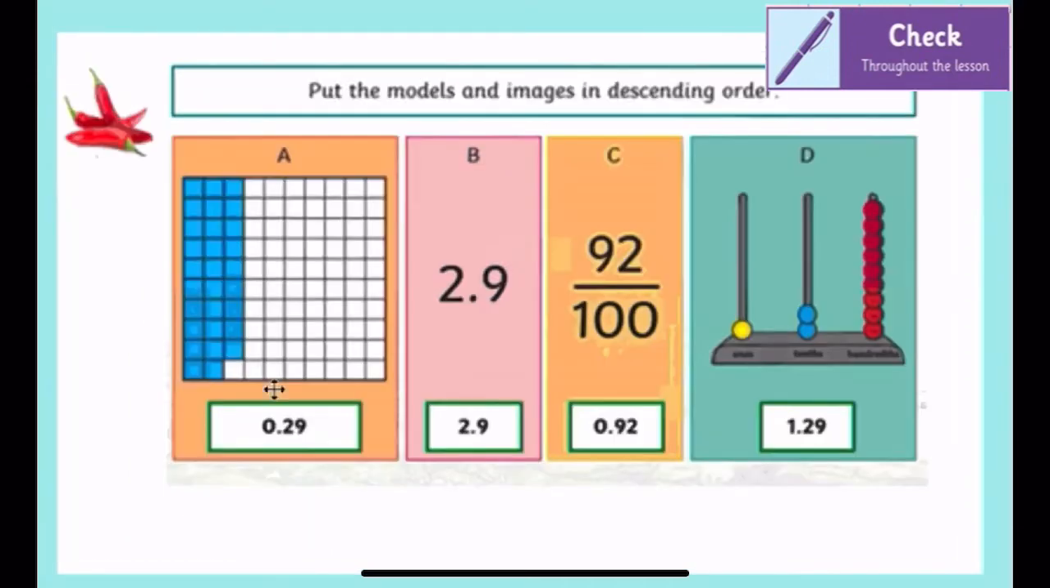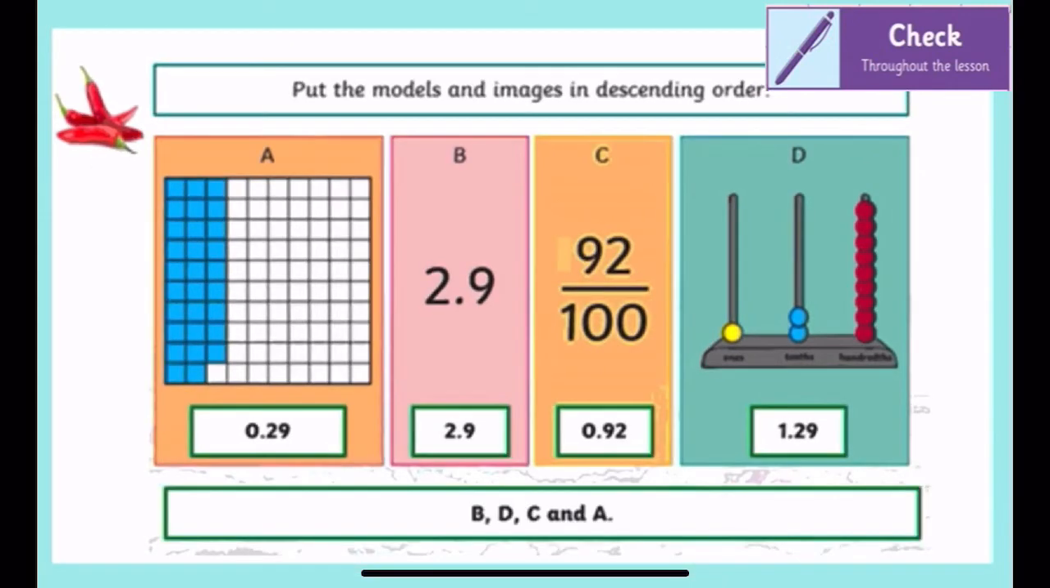And with the Chilli 3 challenge, this image shows 0.29, this one shows 2.9, this one shows 0.92 and 1.29. So to put them in descending order, remember, descending order means largest to smallest. B would need to go first at 2.9, then D, then C, and then A. Okay, how did you get on with that then, Year 4?